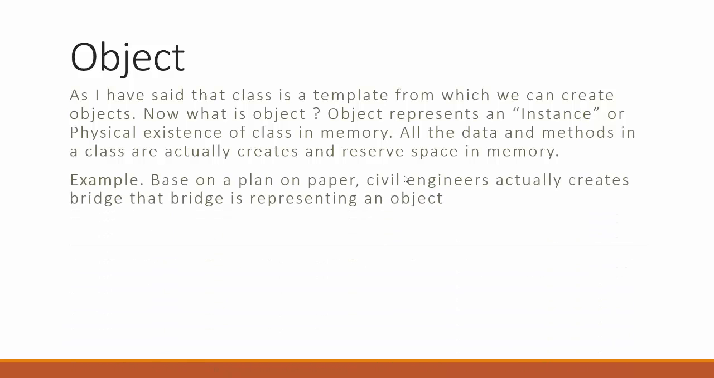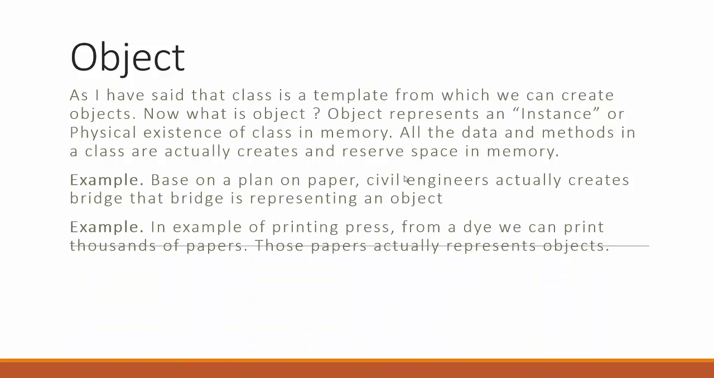Let's move forward with the examples I presented in the previous slide. Based on a plan on paper, the civil engineers actually create the bridge, and that bridge represents an object, right? Similarly, in the case of the die, when a printing machine prints thousands of papers from that die, those papers are the objects, and the template for those objects is the die.